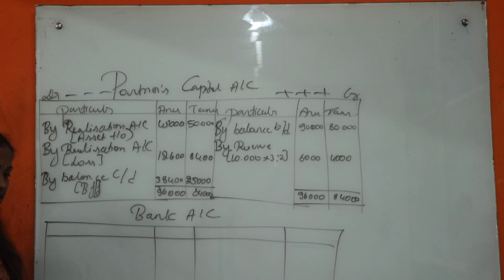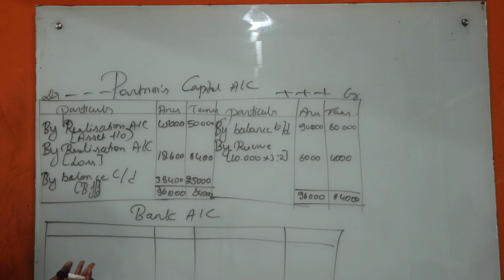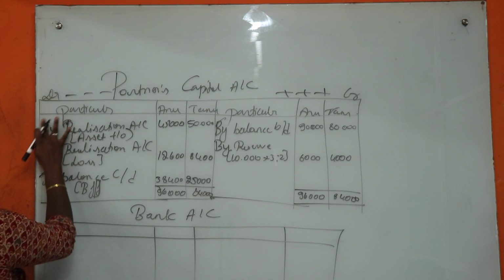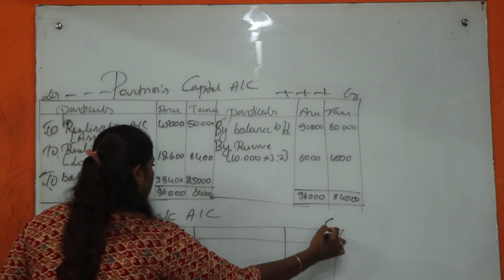Bank account? Okay, no problem. Even if you write this, there will be no deduction in the marks. You can write to balance carried down also. No problem with that, because it is carried for the next account. That's it.